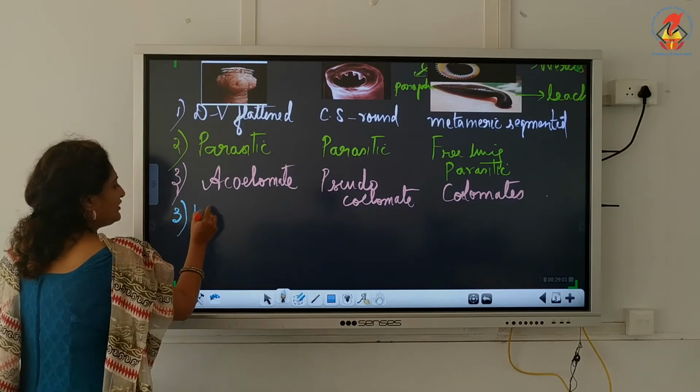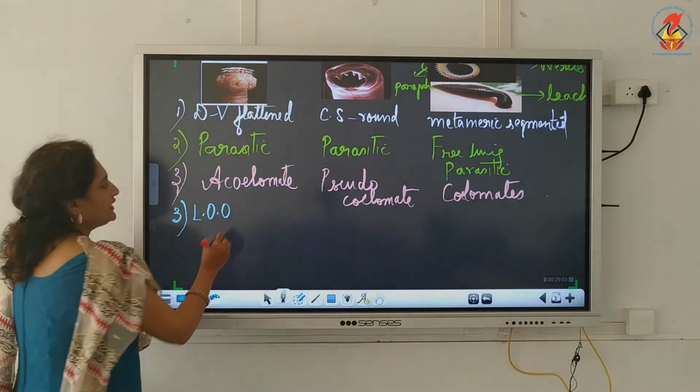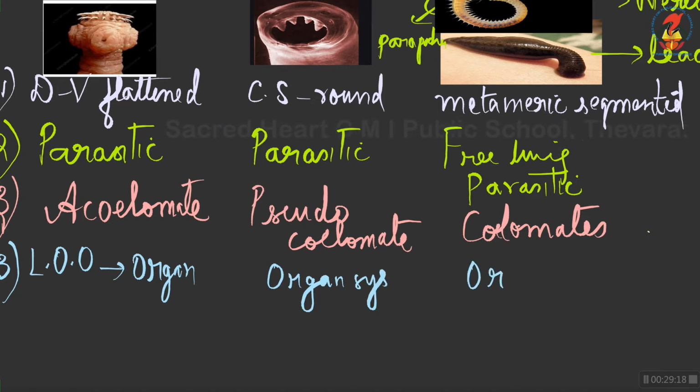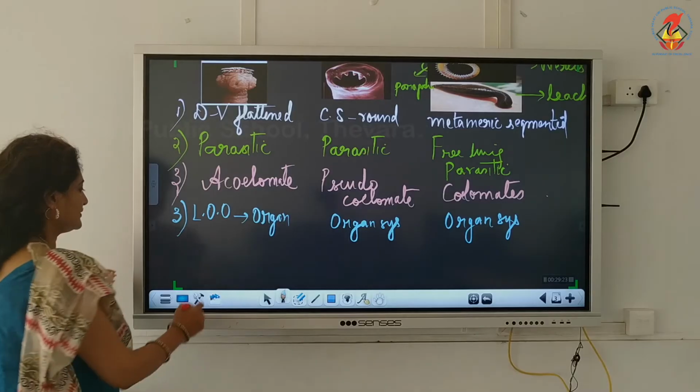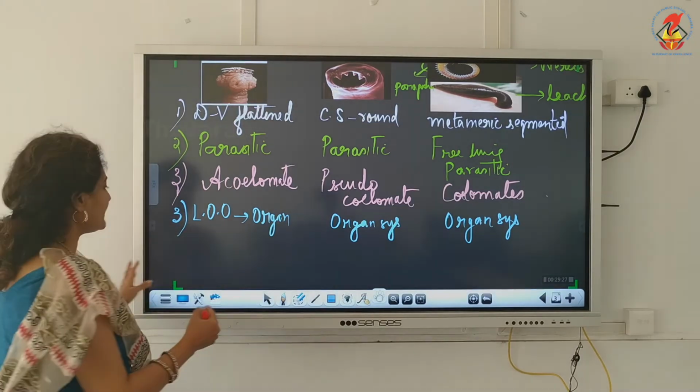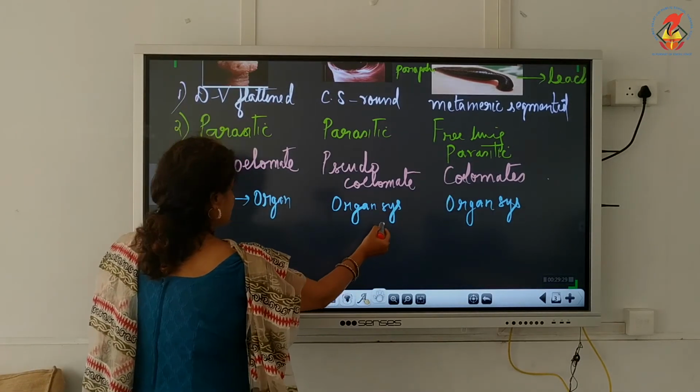Next, I am going for level of organization. Level of organization in platyhelminth is just the organ level of organization, whereas these two have organ system level of organization. Clear?